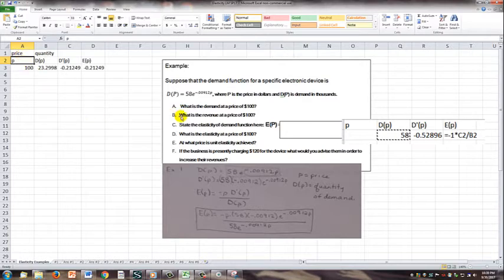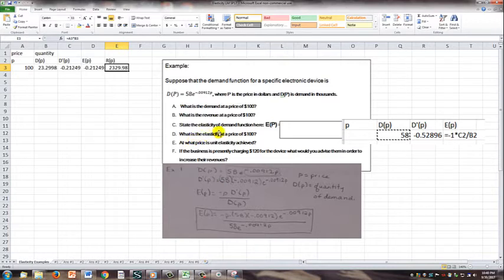Okay, so then the second question, what is the revenue at a price of 100? I don't have a revenue function, but it's very easy to build in Excel. Revenue is simply price times quantity. So the revenue is $2,329.98. We've already done the elasticity function right here.